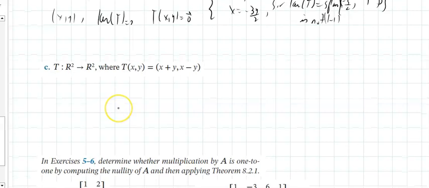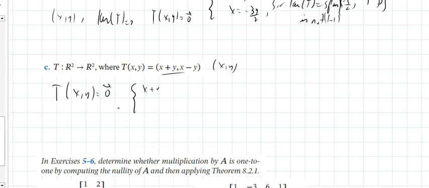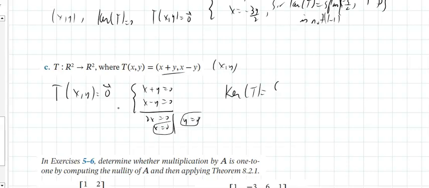Let's look at the third example. We want x, y such that the kernel will be the kernel of T. I'll get that at the end. I want T of x, y to equal 0. That would happen if x plus y equals 0 and x minus y equals 0. And in that case, I'll get 2x to be 0, so x equals 0. And if you put that up there, y would be 0 as well. So here, I know that the kernel of T is the 0 vector. So T is one-to-one. If I get anything other than both of them being 0, we'll say, guess what? That's not one-to-one.